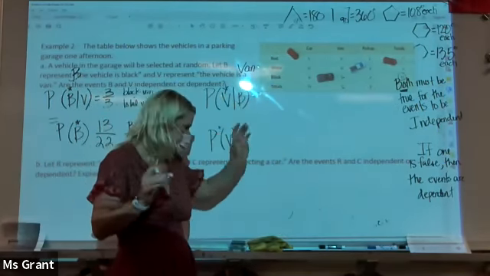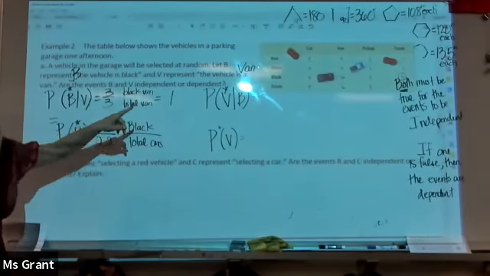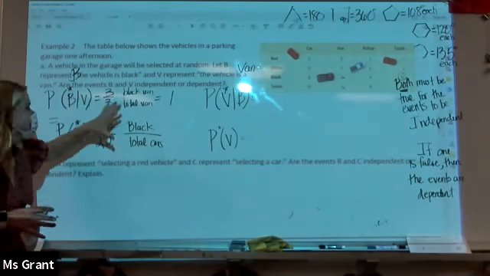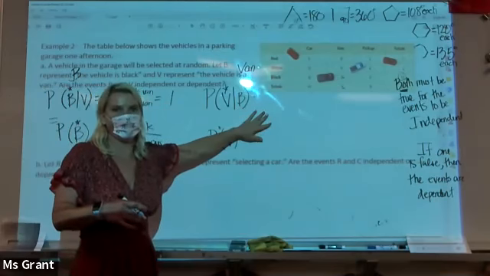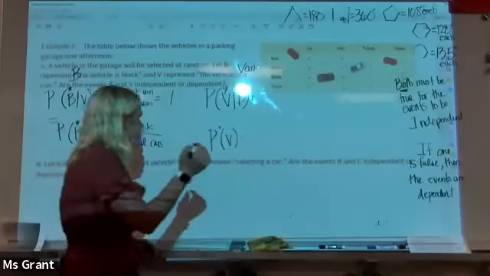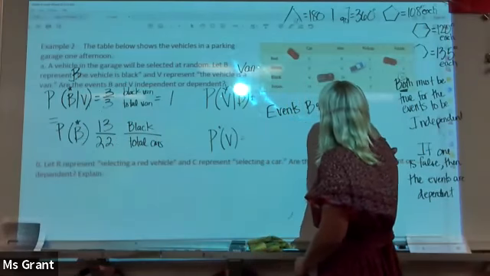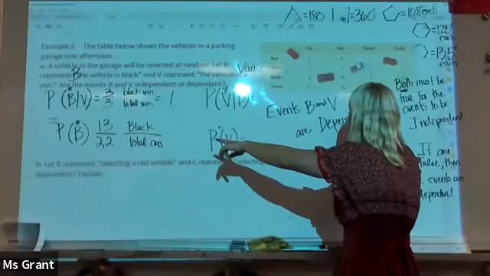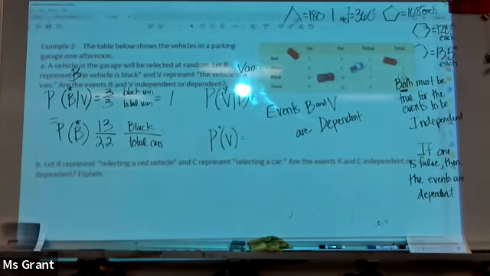Because if they're the same, then we're on our way for it to be independent. We have to check this too. But well, 13 divided by 22 is not 1. So this right here, I already know this is not independent. Because if this is not true, I don't even have to do the work on this one. If this is not true, then they're dependent. Events B and V are dependent. One of them is not matching the other. The probabilities are not the same.